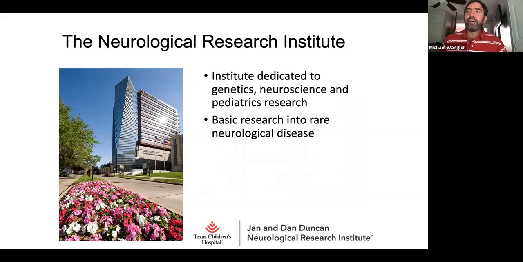And finally, before I move on, we work in the Neurological Research Institute, which is a great place to work for this kind of research, because we're dedicated to pediatric basic science in neurological disease. And so it's a great environment for our lab.